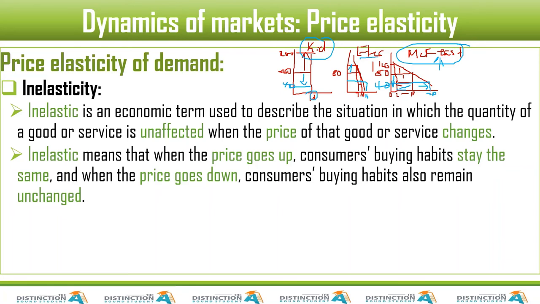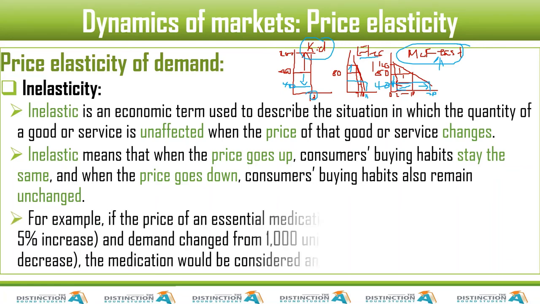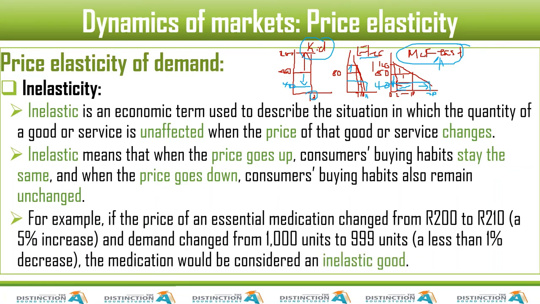So do you notice that quantity demanded is not affected by the price? But for other goods, quantity demanded is greatly affected by the price. For some goods, it's just a bit affected. So all that explains elasticity. I hope you understand. So here we have another example. Okay, let me go through it.